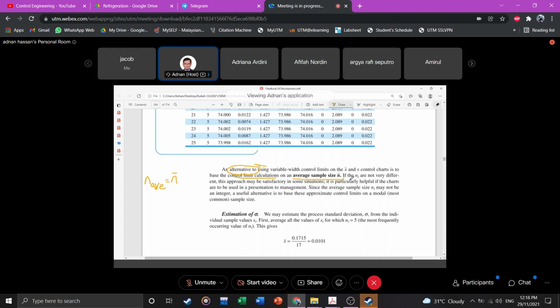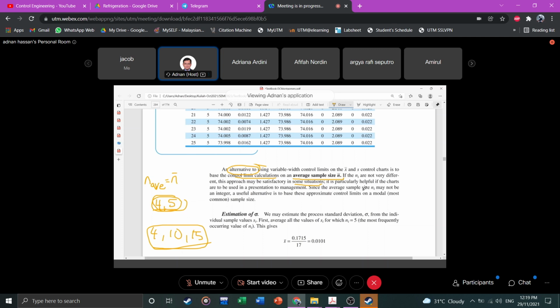If the n_i are not very different, this approach may be satisfactory. What it means is that if we have 4 or 5, not much different, we can take the average. But what happens if some n equal to 4, another n is 10, another n is maybe 15? This is a very big difference, so it is not advisable to use the average. Average is good if the sample sizes are not much different.